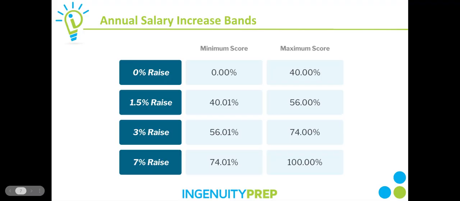Your percentage score that we just looked at before is your final score. That final score will be translated each spring into one of these 4 bands to determine your annual compensation increase for the following year.